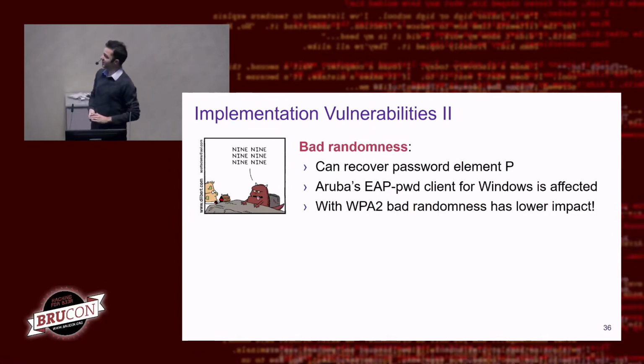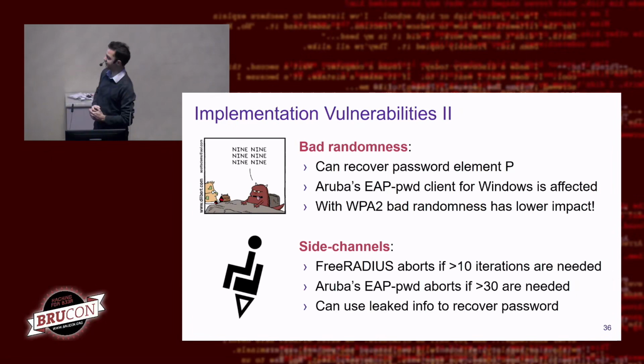Another implementation bug that I want to discuss is specific to FreeRADIUS. What FreeRADIUS does is that in this algorithm that converts the plaintext password into this group element P, remember that we need a variable amount of iterations. Strangely enough, FreeRADIUS aborts the handshake if more than 10 iterations are needed. And we as an adversary can easily detect this because in this case FreeRADIUS just sends a failure message, so we can detect when FreeRADIUS needed more than 10 iterations.